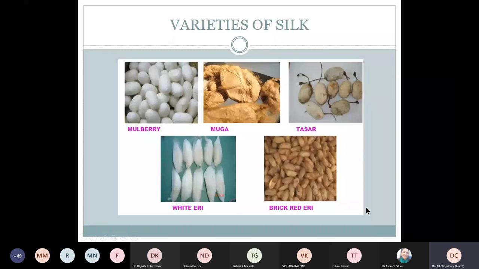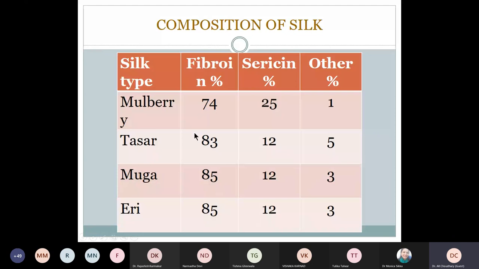So here you can see the chemical composition of the silk. Mostly fibroin is the main component of the filament, and sericin is just the outer gum of the filaments. During some chemical processes, we remove all the sericin, and the silk yarn contains only fibroin, along with some pigment and other proteinous materials. Here you can see tassar has a higher percentage of fibroin, muga again a higher percentage, and eri a higher percentage, and mulberry has a slightly lesser percentage of fibroin. Fibroin is the main component of silk fibers.